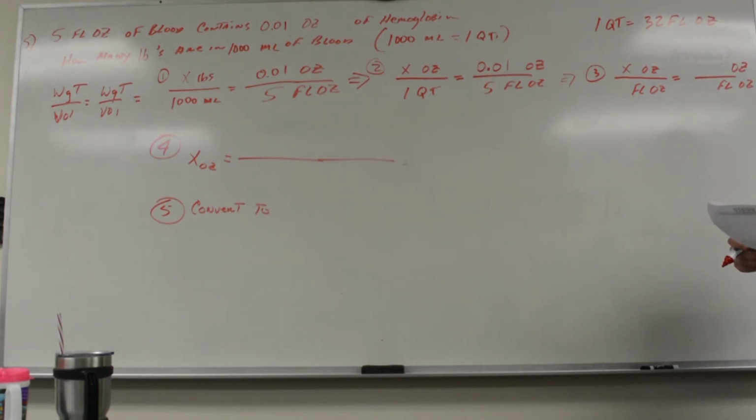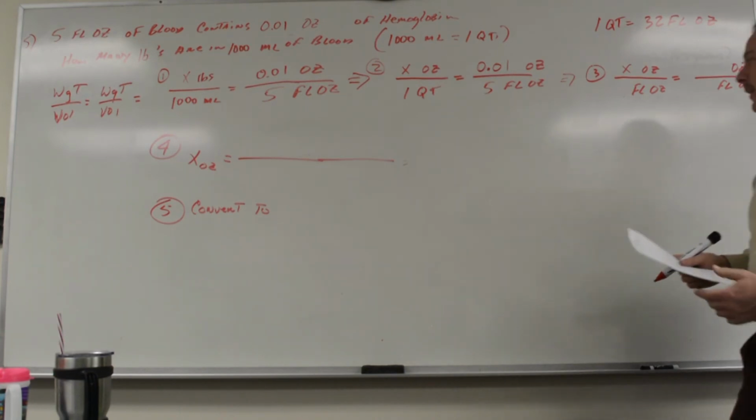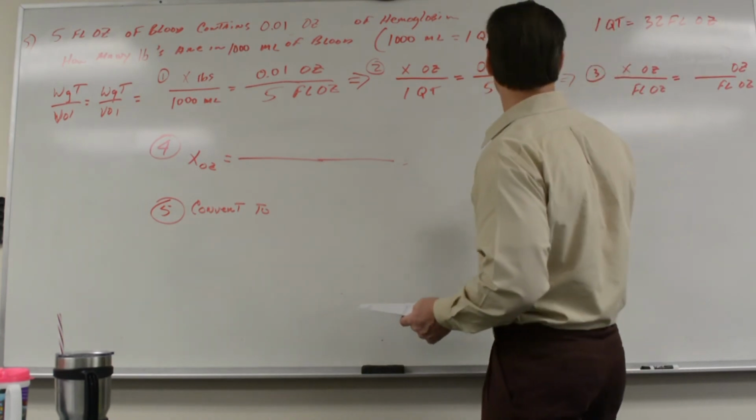Does anyone else have something in their book? I just went from quarts to ounces. Yeah, 1 quart. I just did dimensional analysis. You want to do it through dimensional analysis? That's what I did. All right, let's do it over here.